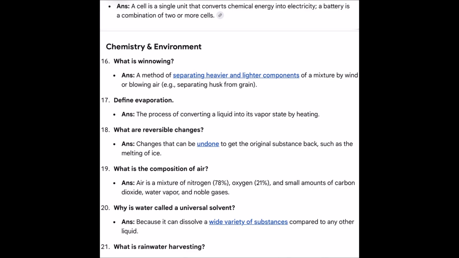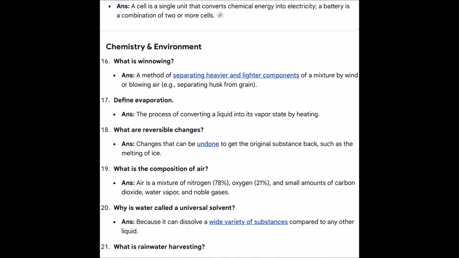That means we can get ice from water again. So reversible changes are changes which can be reversed. That means we can get the original material back. Those are called reversible changes. Like here in the example, melting of ice. When the ice melts, there is water, and we can get ice back from water by freezing it.